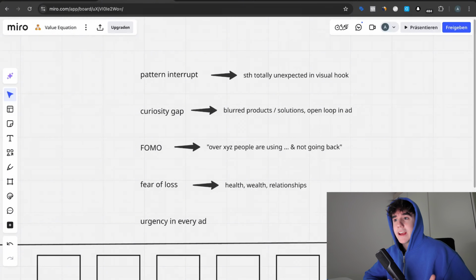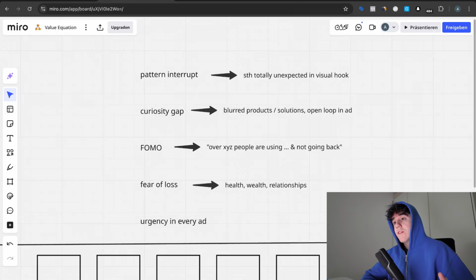First thing is a pattern interrupt, right? And usually when people scroll, it's always the same thing, right? Let's say only talking about ads, it's every single time the same thing. You see some creator, some beauty product, and then you see POV, blah, blah, blah. And it's always the same exact thing. You have to do something totally unexpected.